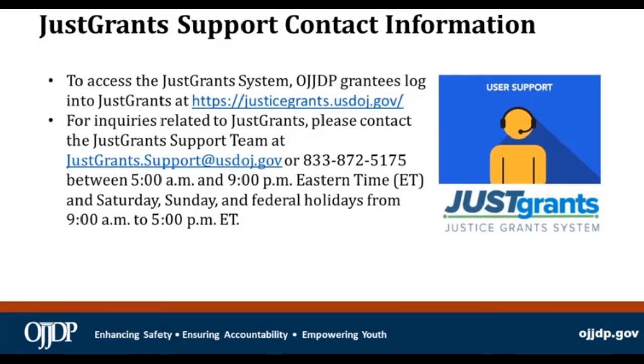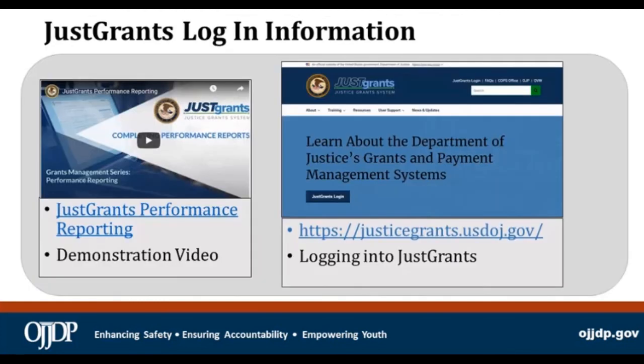JustGrants support. If you have questions about the JustGrants system, for example, accessing the system, please call the number on the screen between the hours of 5 a.m. and 9 p.m. Eastern Time, and Saturday, Sunday, and federal holidays from 9 a.m. to 5 p.m. Eastern Time. If you experience any issues with JustGrants, we strongly encourage Grant Award administrators to reach out to JustGrants support. JustGrants information, such as instructions on locating, completing, and submitting performance reports in JustGrants, can be found on the ojjdp.ojp.gov website or by viewing the video available on the screen. You can also log into JustGrants at justgrants.usdoj.gov.